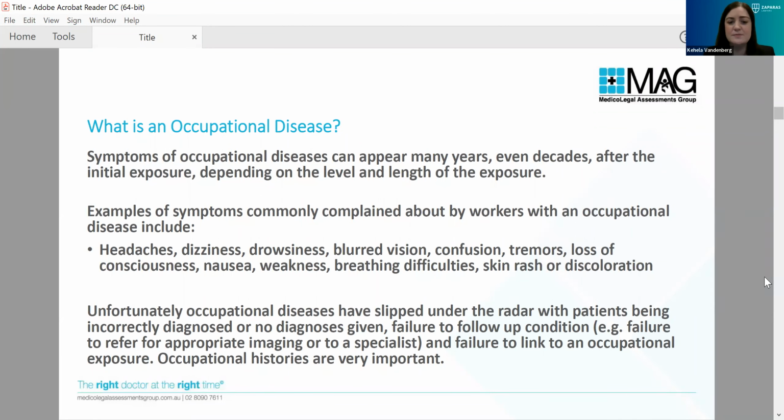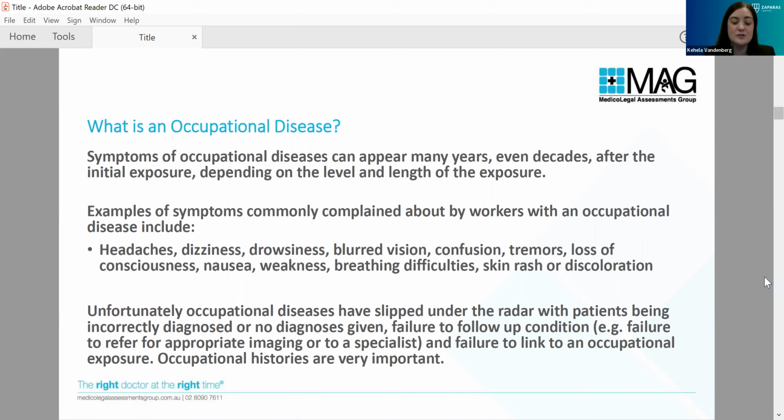Some examples of symptoms that are commonly complained about by workers, and again, this will obviously depend on what may be wrong, typically include headaches, dizziness, drowsiness, blurred vision, confusion, tremors, loss of consciousness, nausea, weakness, breathing difficulties, skin rash or discoloration.